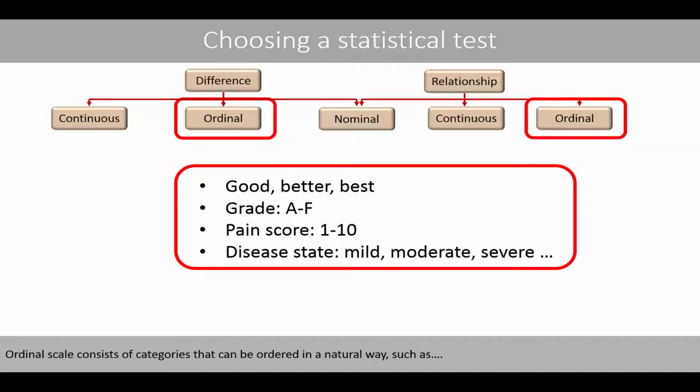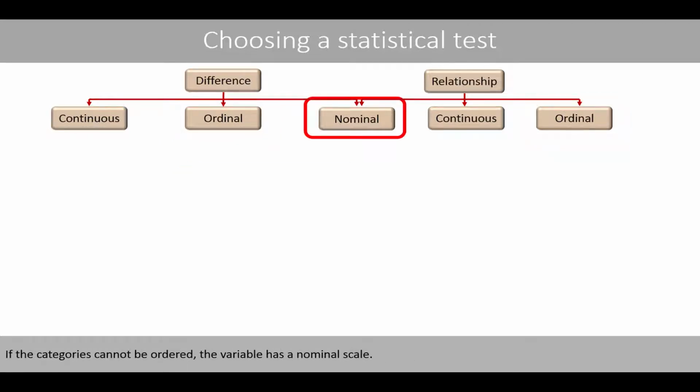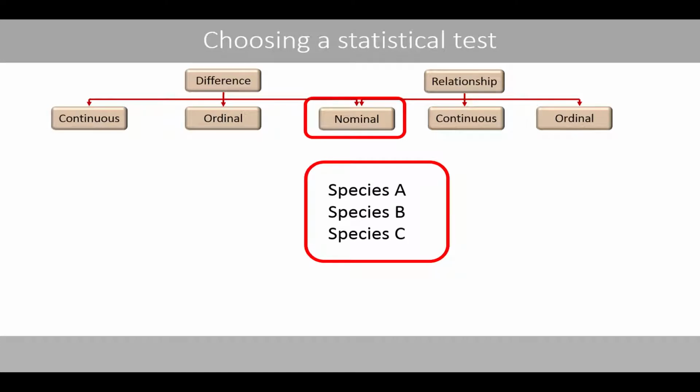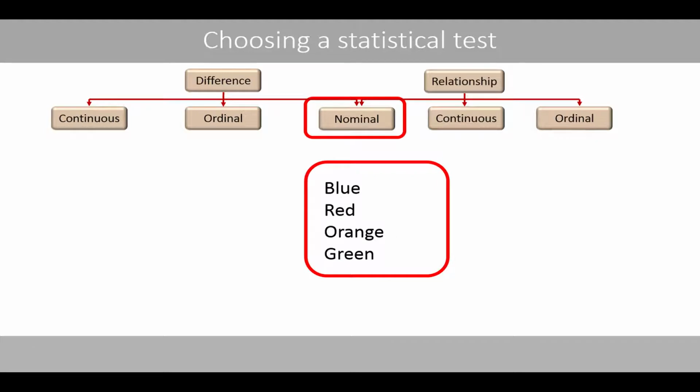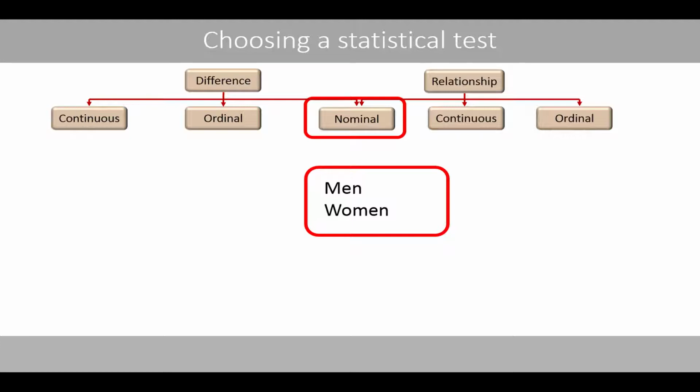Ordinal scale consists of categories that can be ordered in a natural way, such as good, better, best, the grades A to F, pain score between 1 and 10, and the disease states mild, moderate, and severe. If the categories cannot be ordered, the variable has a nominal scale. For example, the species A, B, and C are on nominal scale, as well as the colors blue, red, orange, and green. And the variable gender is also on nominal scale, where we have the categories men and women.